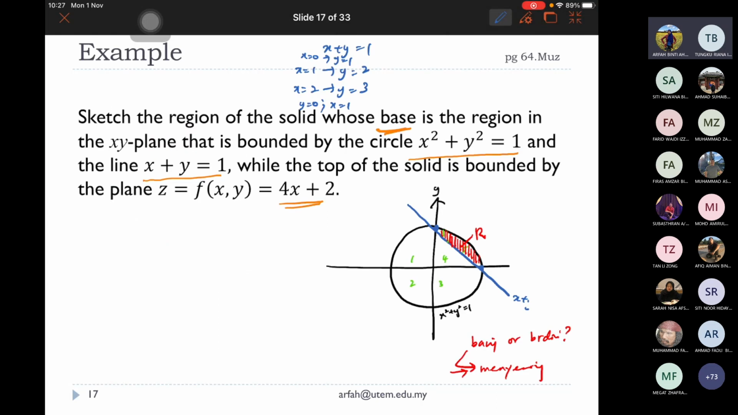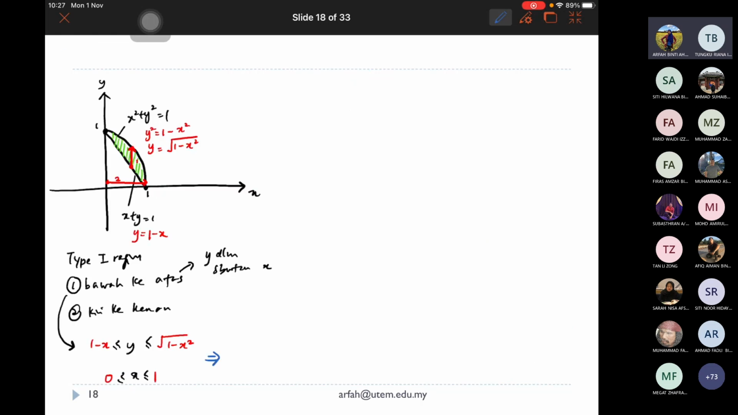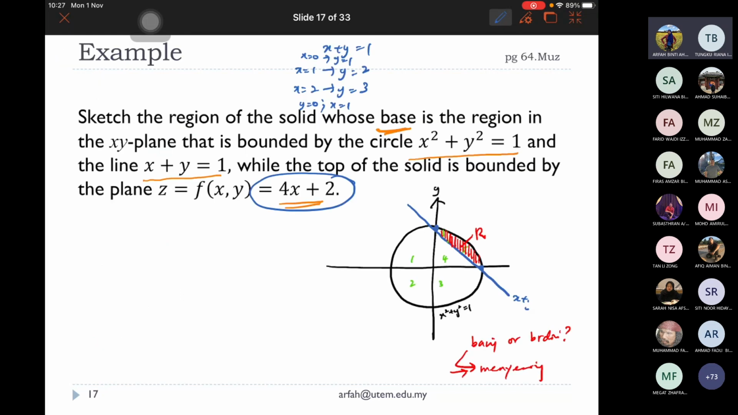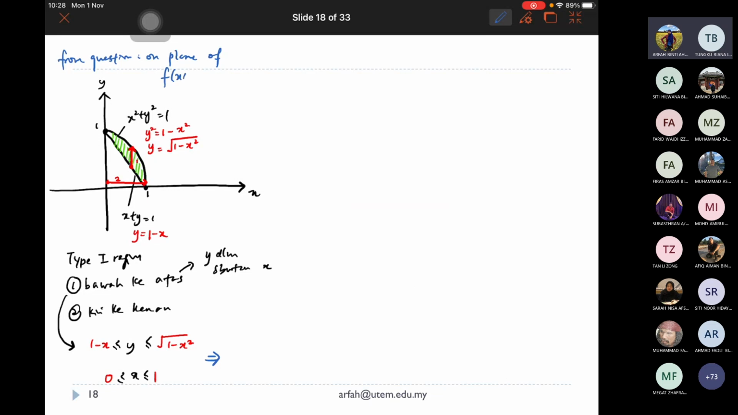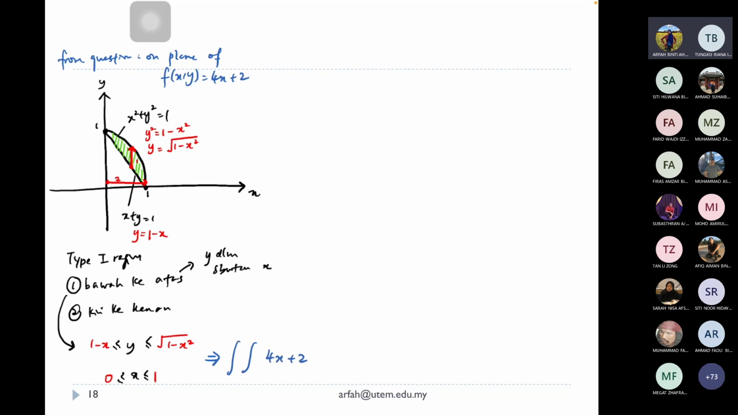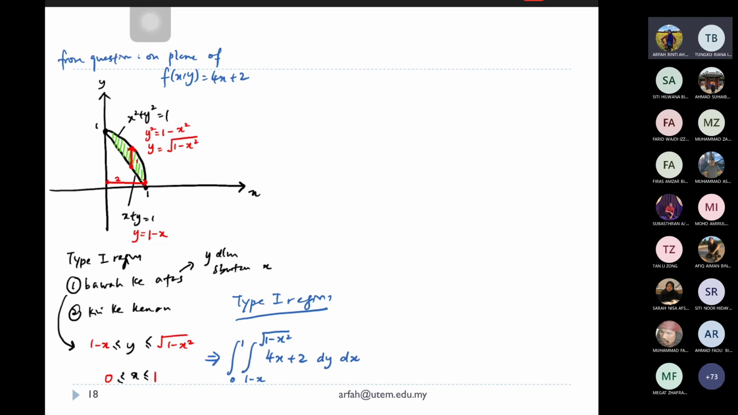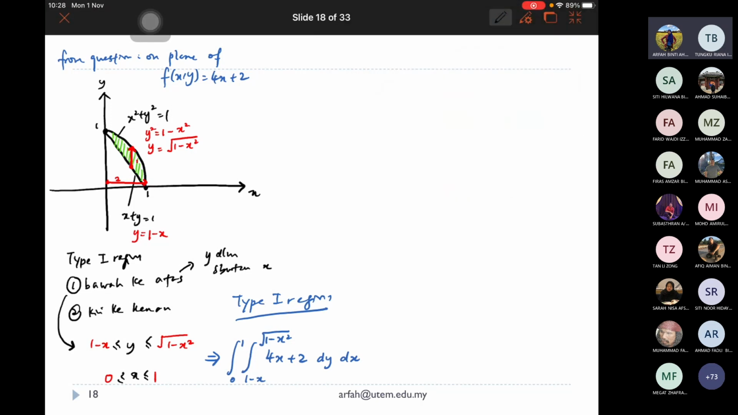Lepas tu dia cakap tadi dekat dalam soalan, on the plane of f(x,y) sama dengan 4x tambah 2. So daripada sini integration dia akan sama dengan integrate 4x tambah 2 dy dx. Yang mana y is 1 minus x, sqrt 1 minus x squared and then x between 0 to 1. Okay. So ini adalah untuk type 1 region. Okay. So cuba buat untuk type 2 pula.